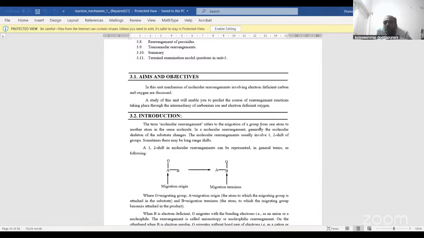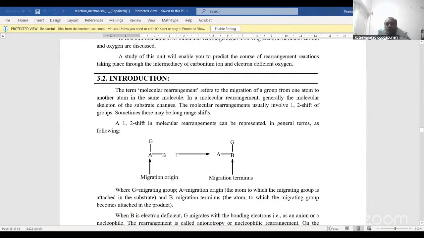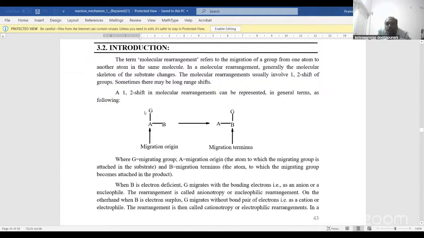That depends on the stability of the intermediates generated in the molecule during the reaction. Generally, one to two shifts are very common. In this condition, the molecule's primarily existing position is known as migration origin. Like here, the group which is undergoing the migration, the migrating group or atom, is existing at position A. Now that is called migration origin.